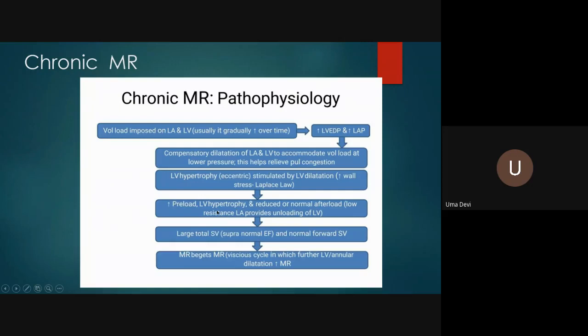Now, what is the next step? There is an increase in the preload, left ventricular hypertrophy, reduced or normal afterload, and the low resistance LA provides unloading of the LV. Because the LA is dilating very rapidly, most of the blood is going to the low pressure area, that is the LA. So the effective stroke volume is now very less, but we need oxygen, right? So the stroke volume will compensate and start giving a large total stroke volume.